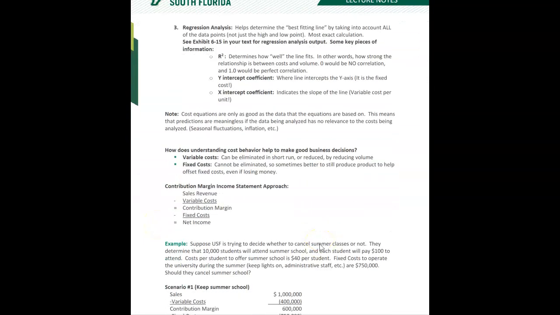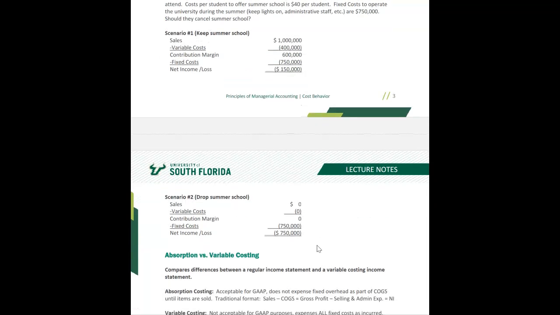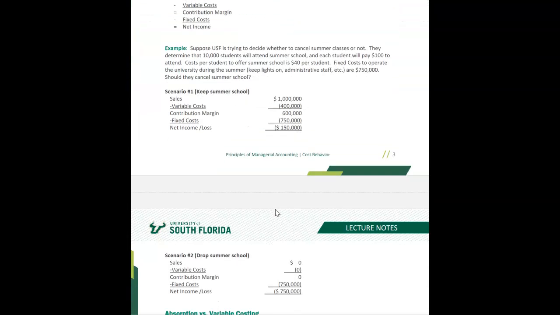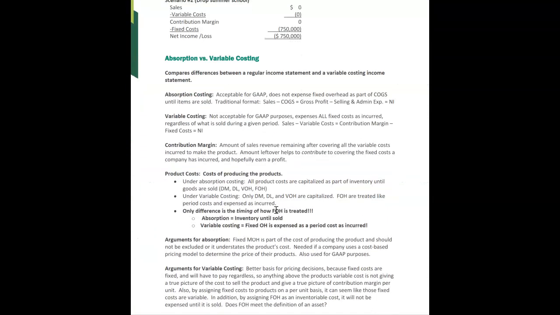So the last thing that we've got to do in this chapter, well, we've got a couple big things. First of all, we'll review an income statement approach again using the contribution margin, and then absorption versus variable costing.